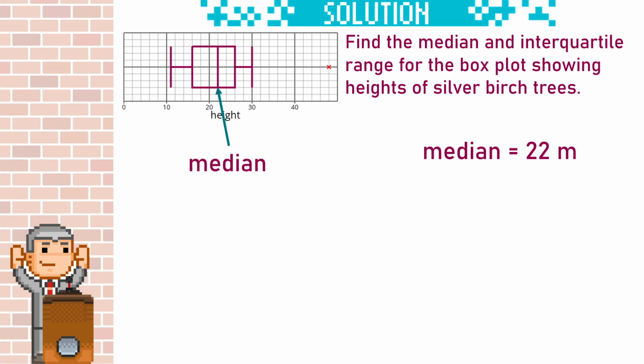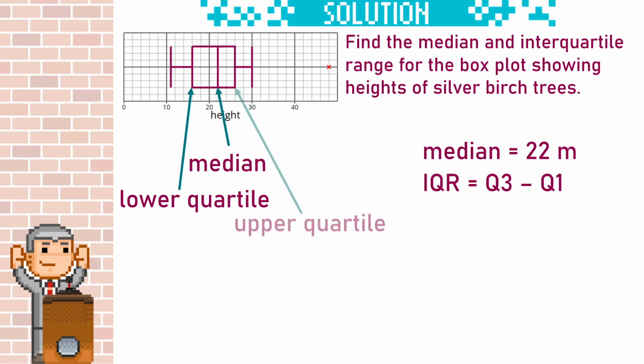Next, to find the interquartile range, we need the lower quartile and the upper quartile. So the lower quartile and the upper quartile are shown on either end of the box. So it will be 26 for the upper quartile and 16 for the lower quartile. So 26 take away 16 is 10 meters for the interquartile range.